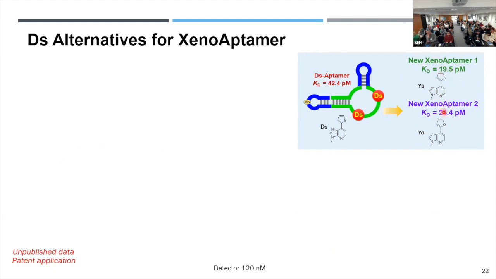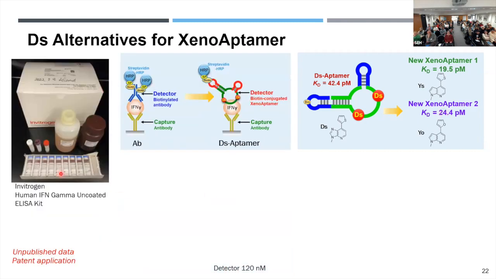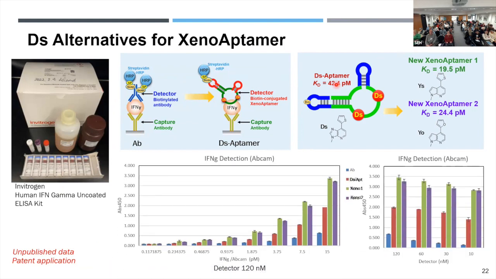Then, by using these aptamers, we checked how our aptamers are better or worse than antibodies. So we used an in vitro interferon gamma ELISA test kit. In this case, the kit uses two antibodies, a capture antibody and a detector antibody. We replaced the detector antibody with these aptamers. Then we checked the sensitivity of detecting interferon gamma. This is the result. This is the interferon gamma concentration, and this is the intensity. Blue is the antibody, and red is the original Ds base.